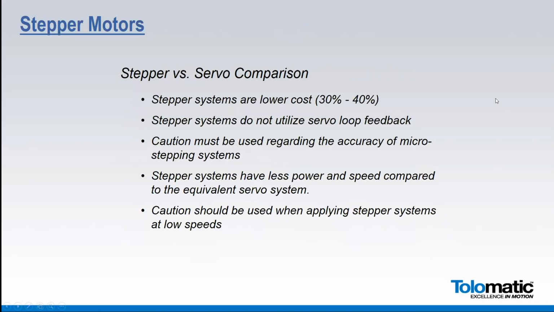So to wrap up the section on steppers versus servos, stepper systems cost less. They're usually about 30 or 40% less than a servo system. They don't use servo loop feedback, although they can use an encoder on them to verify the position. It's not a true servo loop where it increases the torque to get it into position. If it's not in position, you can try commanding more steps, but that won't increase the power going to the motor. So use caution regarding the accuracy of micro-stepping systems. And they have less power and speed compared to the equivalent servo system. You should also use caution when applying them at low speeds, just because of the resonance that occurs.